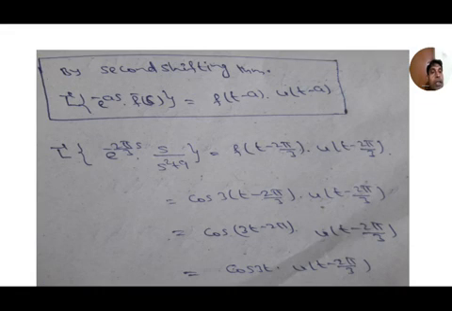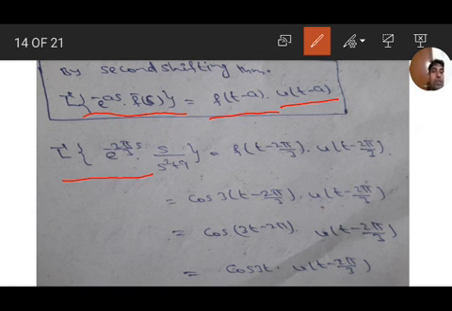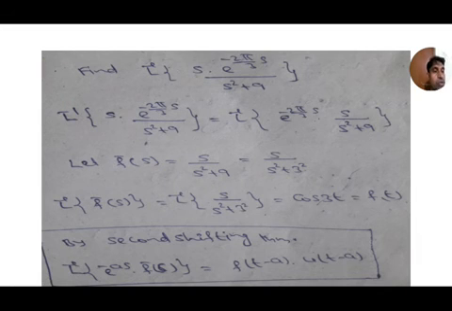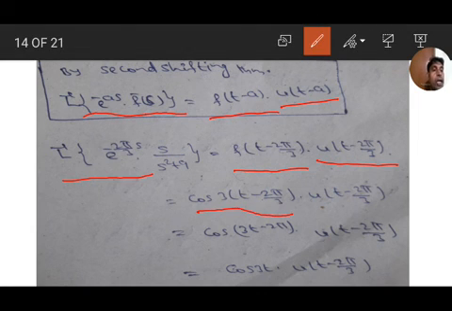That is, by the second shifting theorem, L inverse of e to the power of minus as into f bar s equals f of t minus a into u of t minus a, where a is 2 pi by 3. Therefore, L inverse of e to the power of minus 2 pi by 3 s into s by s square plus 9 equals f of t minus 2 pi by 3. In the place of t in f of t, we substitute t minus 2 pi by 3, that is cos 3 into t minus 2 pi by 3, u of t minus 2 pi by 3.